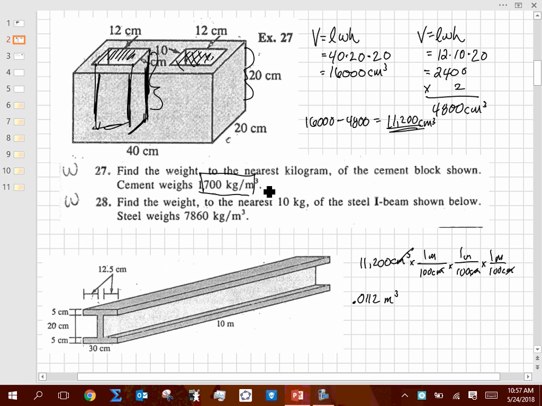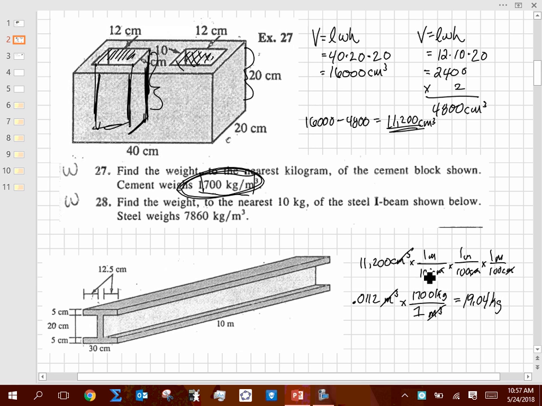Why do I want to go cubic meters? Because that is my conversion rate. So now I'm going to multiply that by 1,700 kilograms over 1 cubic meter. Cubic meters cancel out now. I get 0.0112 times 1,700, and it gives me 19.04 kilograms.